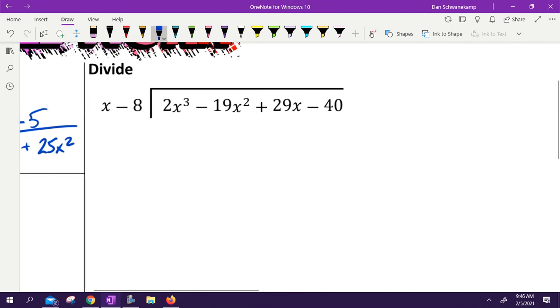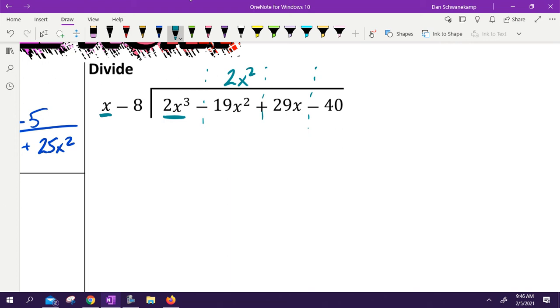That's the same skill we're doing right here. I'm taking this divided by that. To do this, a quick reminder of what this looks like. We start off with this guy right here. We ask ourselves the question, x times what gets me this first part, which is 2x cubed? X times what gets me 2x cubed? 2x squared. So imagine these are like columns. Okay, in the x squared column, I'm going to write 2x squared.